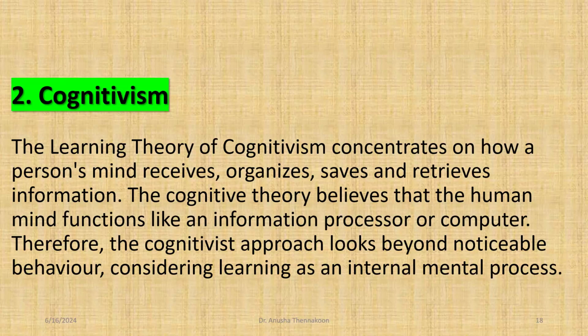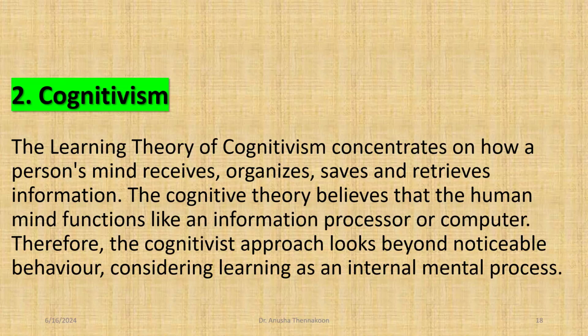Cognitivism. Cognition refers to the brain. The learning theory of cognitivism concentrates on how a person's mind receives, organizes, saves and retrieves information. Okay, so cognitivism, the theory of language learning, talks about how our brain functions in language learning. So our brain receives, organizes, saves, and retrieves information. So all the information which we take in different ways goes to our mind.